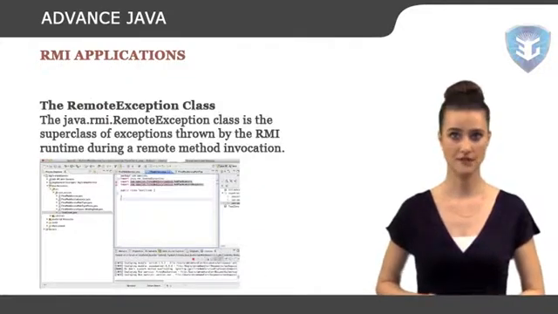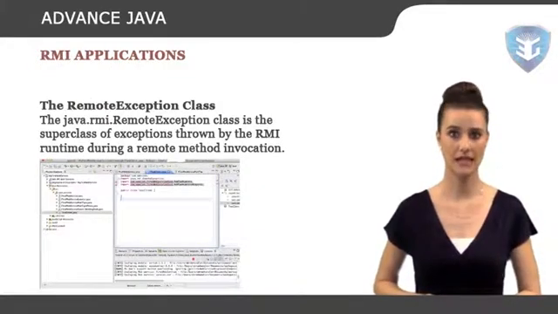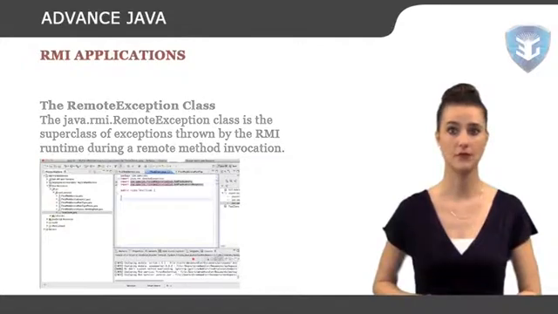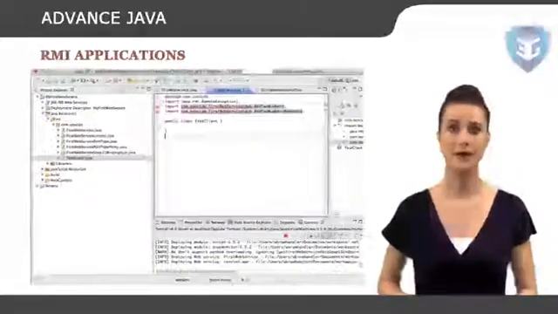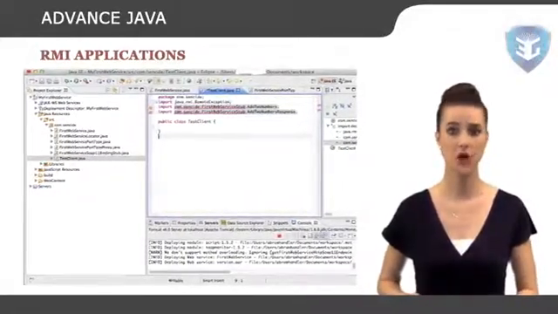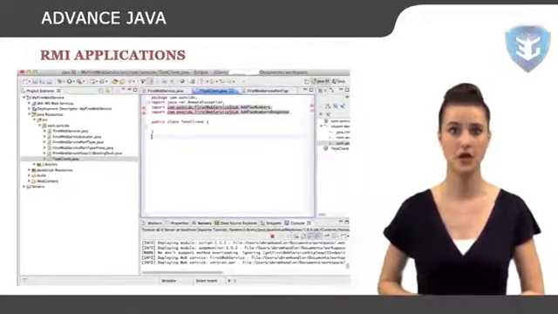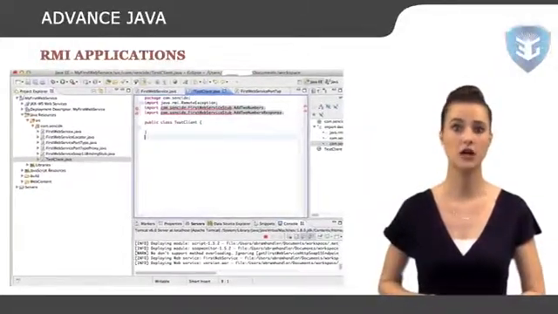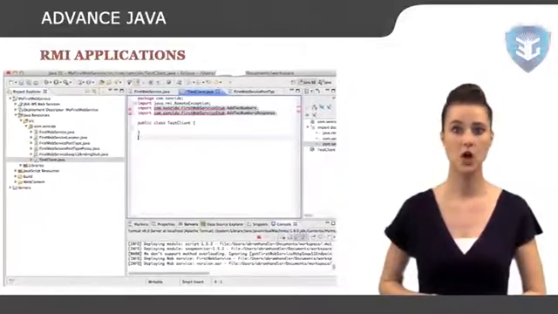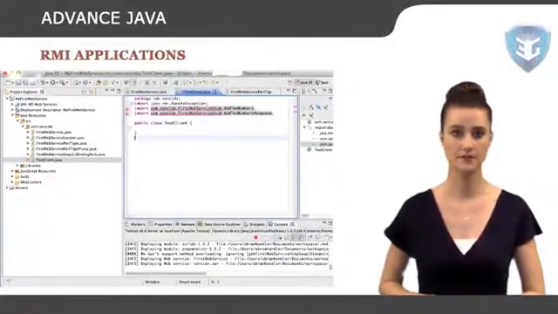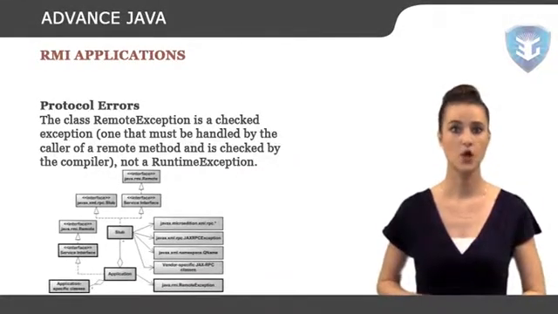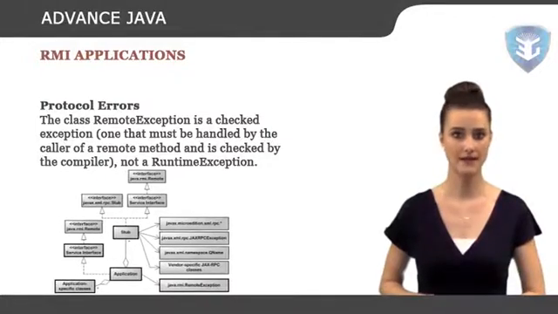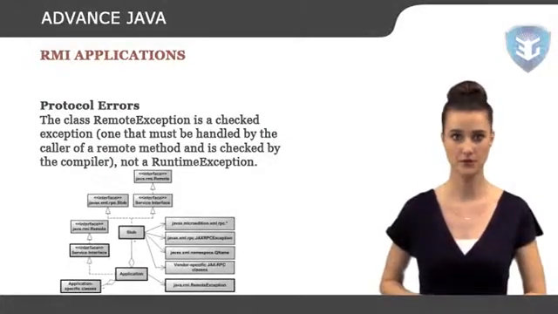The RemoteException class. The java.rmi.RemoteException class is the superclass of exceptions thrown by the RMI runtime during a remote method invocation. To ensure the robustness of applications using the RMI system, each remote method declared in a remote interface must specify java.rmi.RemoteException or one of its superclasses such as java.io.IOException or java.lang.Exception in its throws clause. Protocol errors. The class RemoteException is a checked exception, one that must be handled by the caller of a remote method and is checked by the compiler, not a runtime exception.